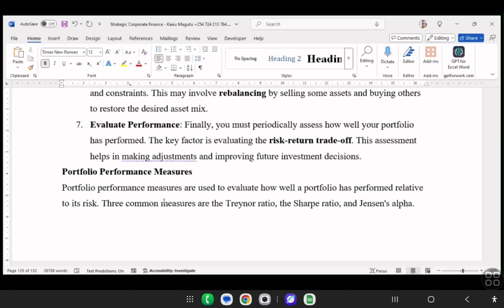Portfolio performance measures. There are quite a number. There are actually many methods, but the most common ones, we have one called the Treynor, the Sharpe, and the Jensen. Those are the ones that I will explain. The Treynor, Sharpe, and Jensen. So we are saying that portfolio performance measures are used to evaluate how well a portfolio has performed relative to its risk. Three common measures are the Treynor, Sharpe, and Jensen's alpha.